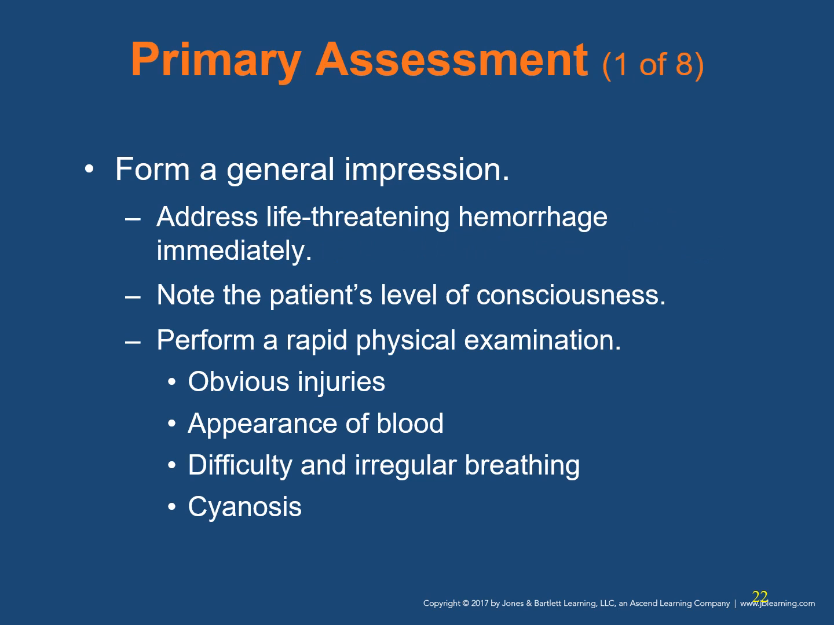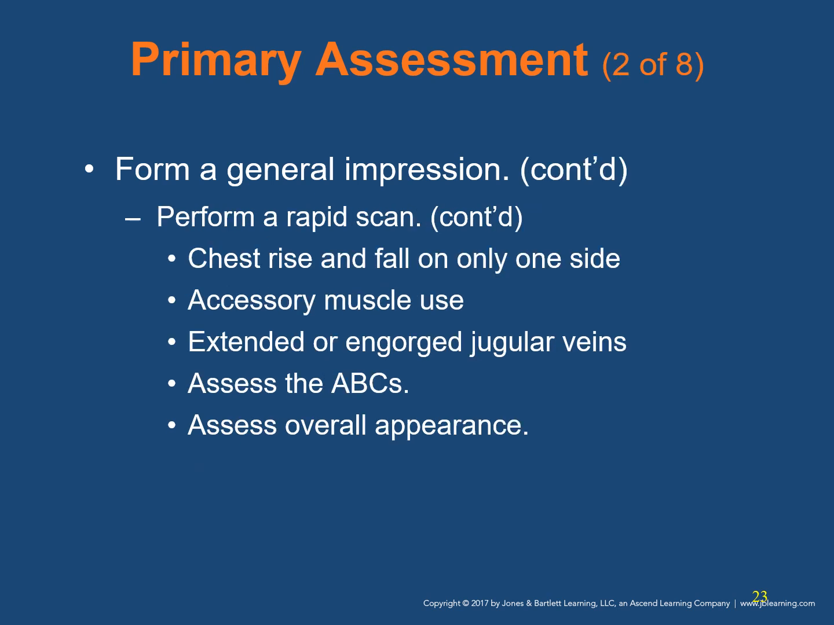Primary assessment. Form a general impression. Life-threatening hemorrhage, when present, should be addressed immediately, even before airway concerns. Note the patient's level of consciousness. Perform a rapid physical examination. Observe injuries, appearance of blood, difficulty breathing, cyanosis, irregular breathing, chest rise and fall on only one side, accessory muscle use, and extended or engorged external jugular veins. Assess airway, breathing, and circulation, assess overall appearance, and ask, how sick is this patient?